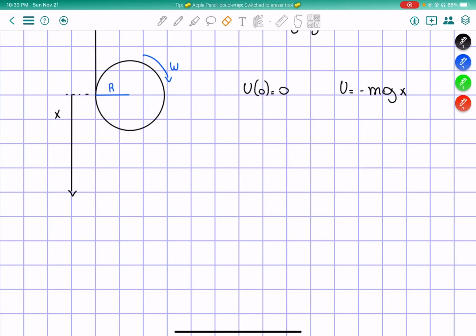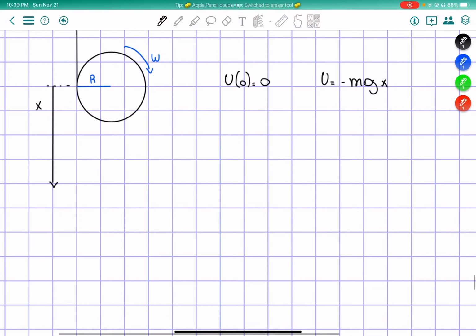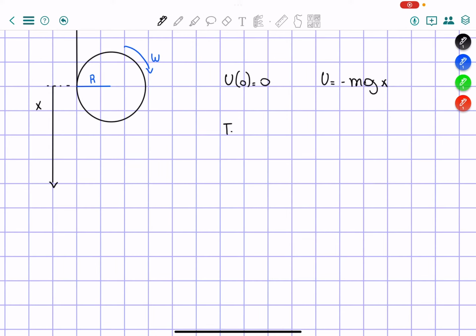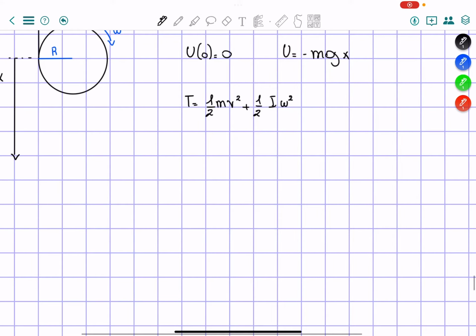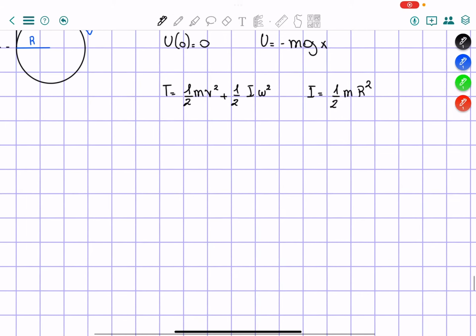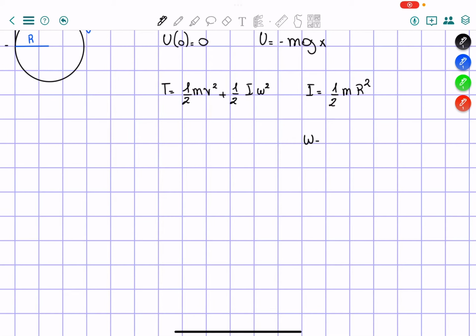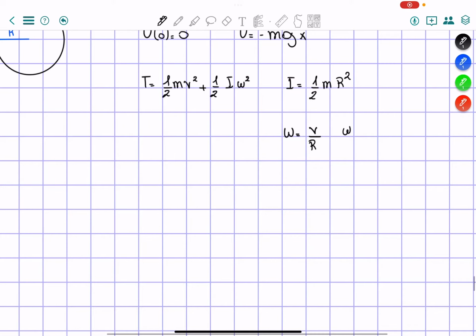Okay, so now I simply need to write down the kinetic energy, which is equal to 1/2 mv squared plus 1/2 I w squared, as given by the book. Now, the book also tells us that I is equal to 1/2 mr squared. And we know that our rotational speed is equal to our velocity over the radius. And of course, when we have our rotational speed squared, it's going to equal velocity squared over radius squared.